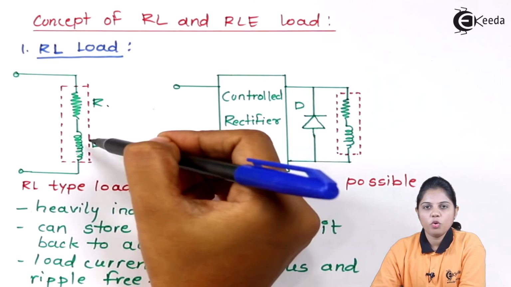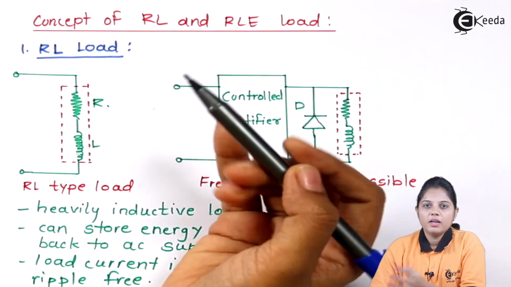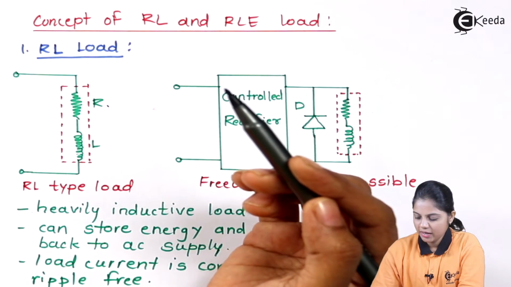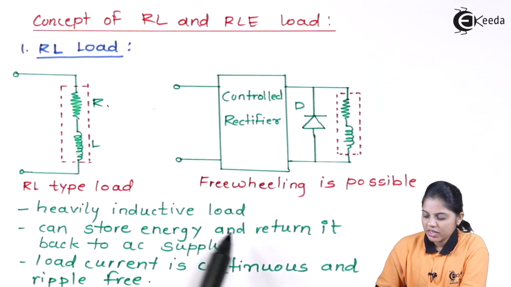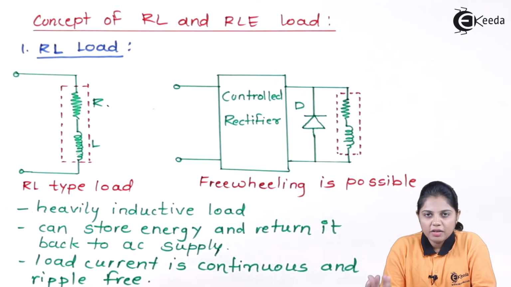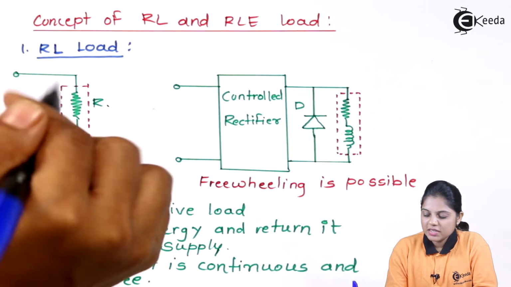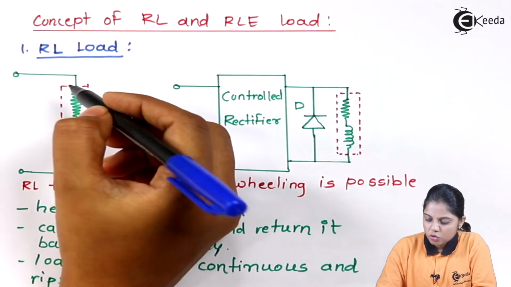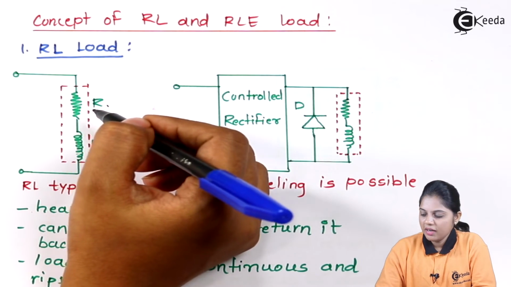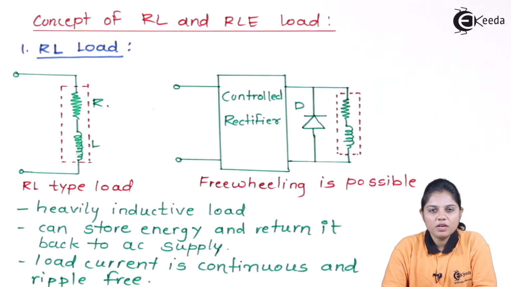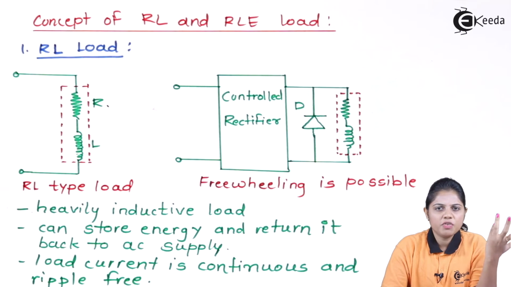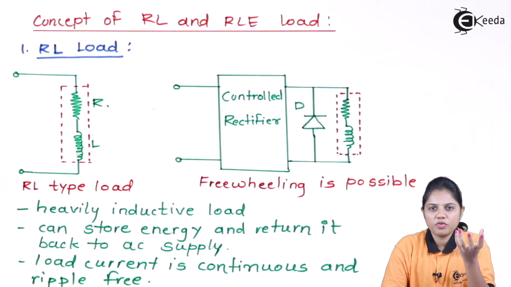Now, RL type load is a famous load because it can tend to store energy into that, and this stored energy can be returned back to the AC supply if this rectifier allow. This is the one of the advantage of a RL type. Now, because it is storing the energy, we can use it for a freewheeling. Now, what is freewheeling? If you connect a diode, we have seen in a few configuration when we have studied that if you connect a diode can be used for a freewheeling.